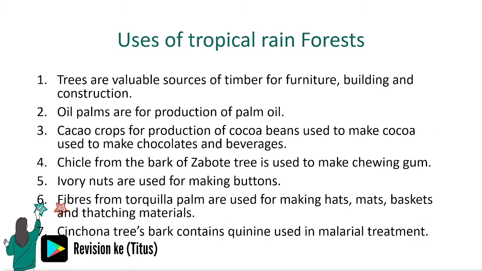What are the uses of these tropical rainforests? The trees are valuable sources of timber for furniture, building, and construction. Oil palms are for production of palm oil. The cocoa crops are for production of cocoa beans, used to make cocoa, which is used to make chocolate and beverages. We have ivory nuts used for making buttons. We get fibers which are used for making hats, mats, baskets, and thatching material.